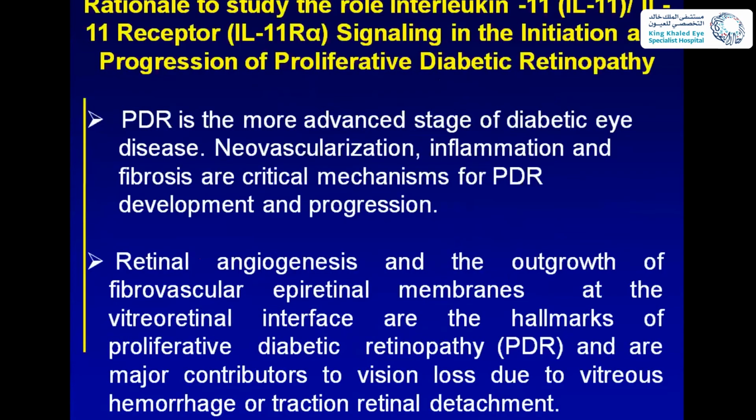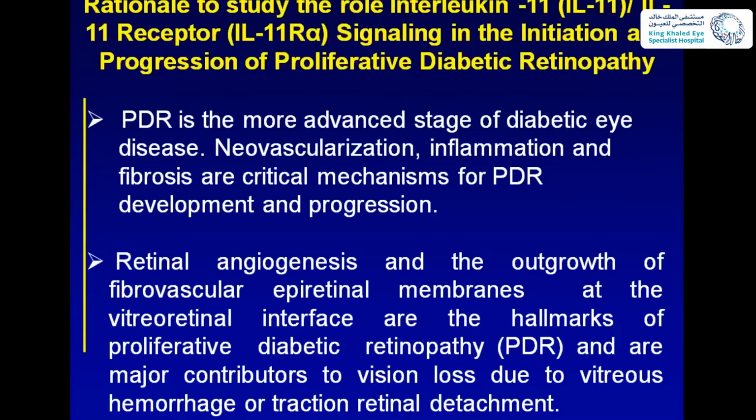Now coming to the rationale of our study: talking about interleukin 11 and its receptor signaling in the initiation and progression of proliferative diabetic retinopathy. As I discussed, PDR is the most advanced stage, and neovascularization, inflammation, and fibrosis are critical mechanisms for its development and progression. The scar tissue develops due to the inflammation, and the blood vessels leak out, and this causes retinal detachment.